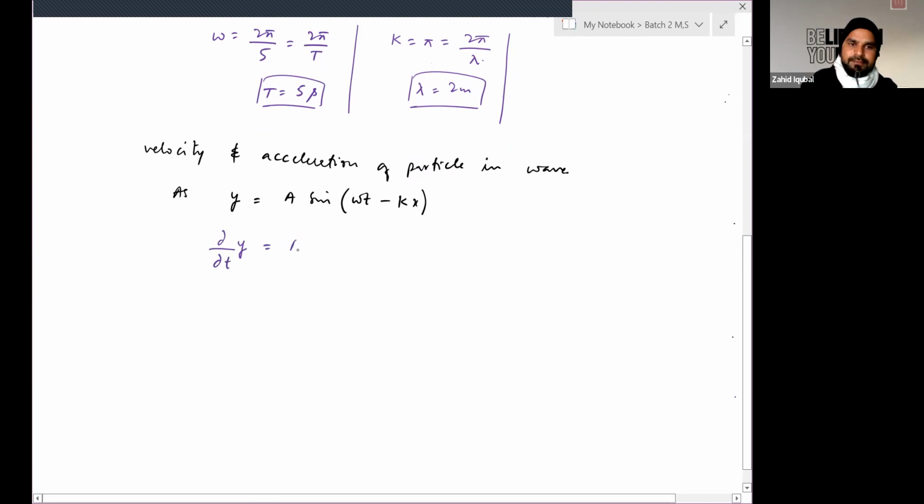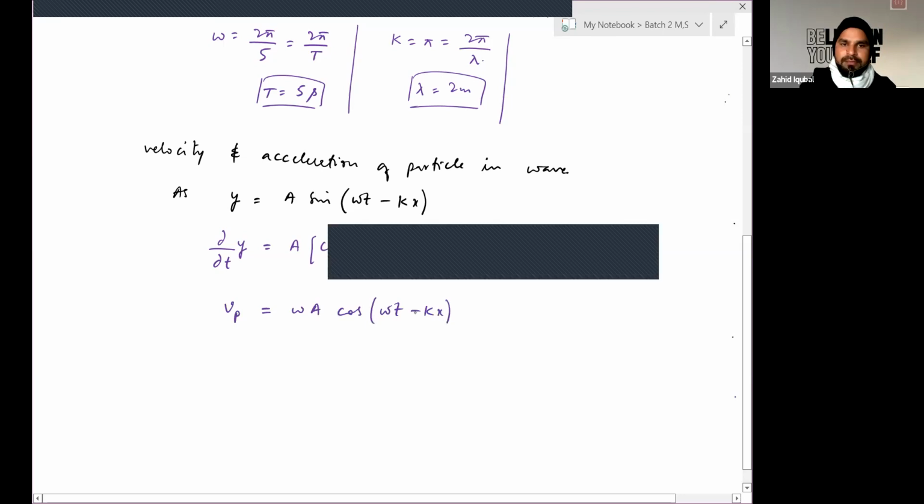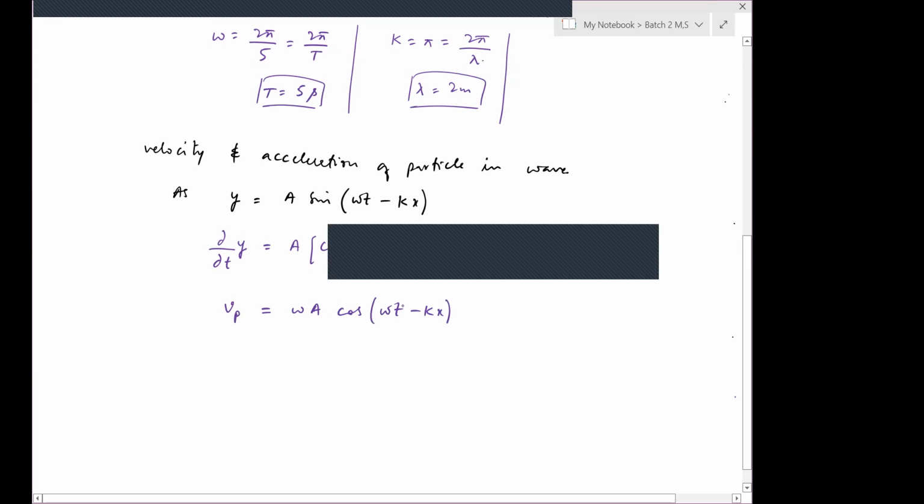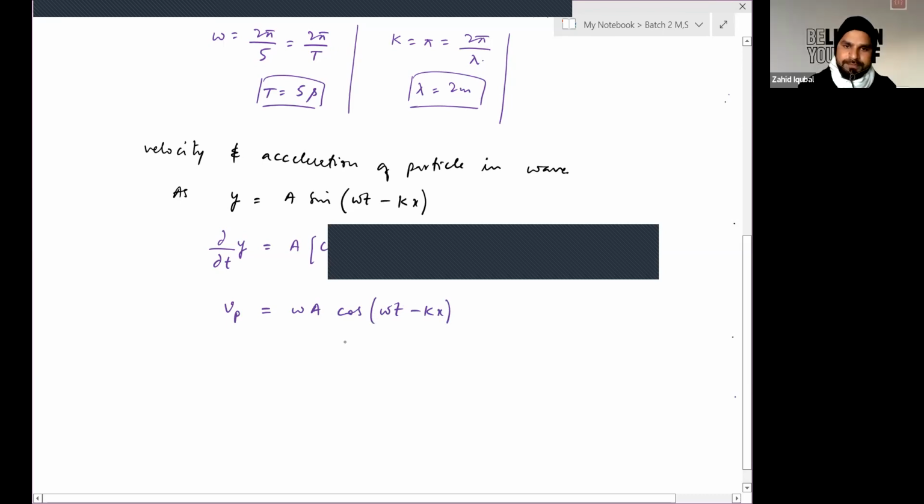So del y over del t: the differentiation of sine will be cos, and only t is a variable here, so its coefficient omega, being constant, stays outside, and the differentiation of t is just one. So this term is the velocity of the particle, which is omega times a cos of omega t minus kx. Same as SHM. Is it clear? Yes, sir. Now, to get the maximum particle velocity, this cos has maximum value 1. So if you substitute, velocity of particle max equals omega times a.